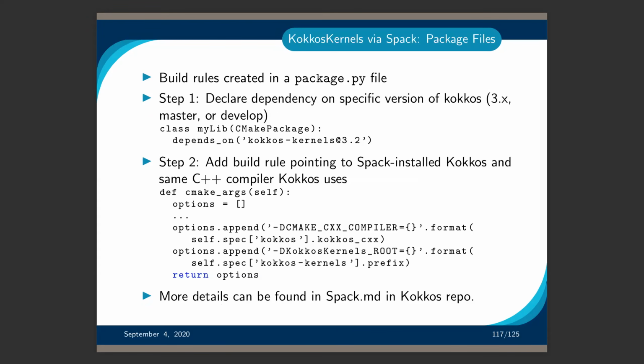You can create build rules in Spack package files, which require declaring a dependency on the specific version of Kokkos kernels, adding build rules to point to the Spack installed version of Kokkos that should be present, and the same compiler that Kokkos was built with, just like if you were doing this with CMake. And more details about Spack usage can be found in the Spack markdown file in the Kokkos repo.